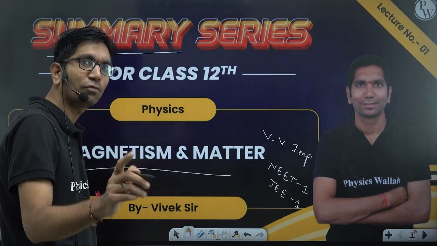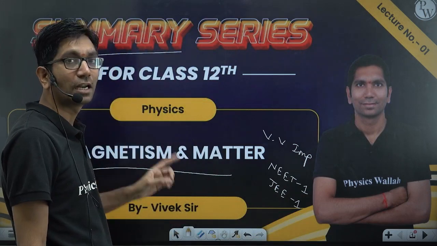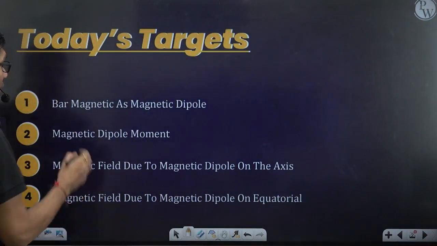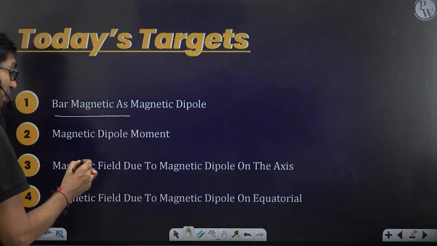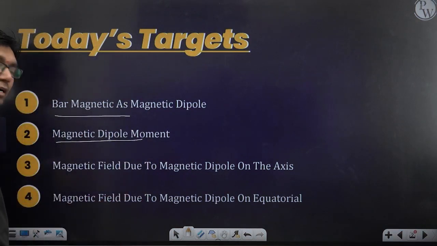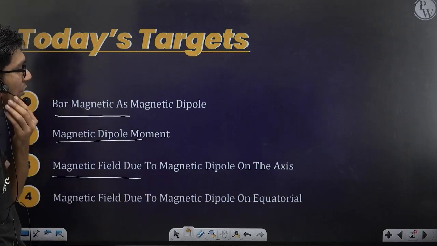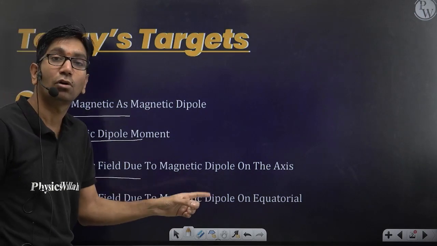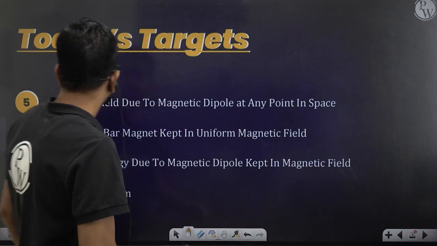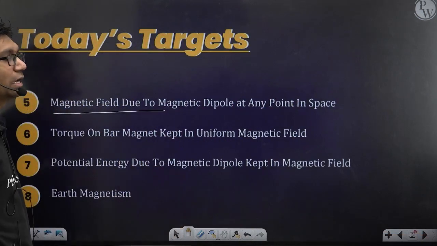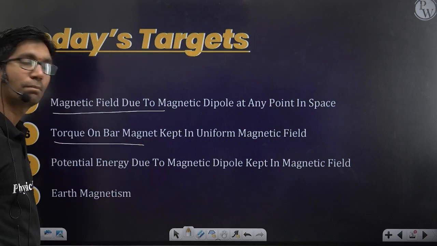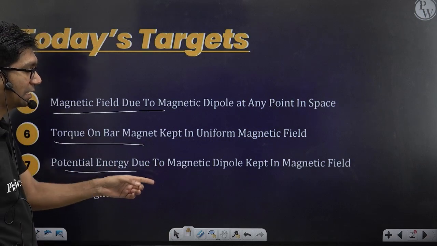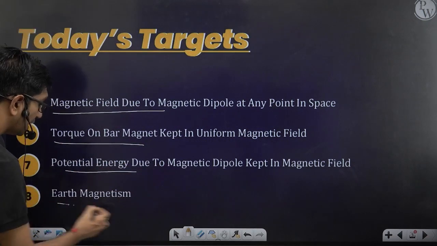Before starting the class, all of you open your book and pen, and start writing all the topics. Is it clear? Yes, beta. Today we are going to discuss the bar magnet as a magnetic dipole, next magnetic dipole moment, magnetic field due to a magnetic dipole on the axis, magnetic field due to a magnetic dipole on the equatorial line, magnetic field due to a magnetic dipole at any point in space, torque on a bar magnet kept in a uniform magnetic field, potential energy due to a magnetic dipole kept in a magnetic field, and earth magnetism.